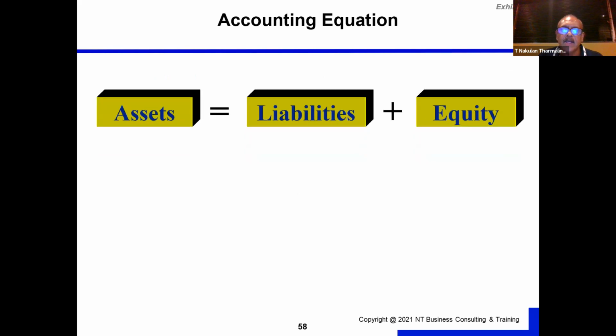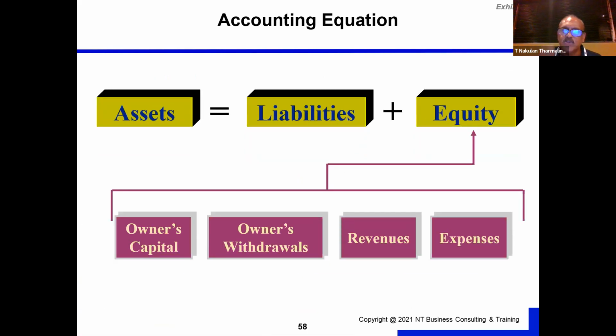So again, standard, you've drilled through this already. You cannot forget it for life, I'm sure, right? Assets equals liabilities plus equity. And you have to turn it the other way around, all right? So what is assets minus liabilities?